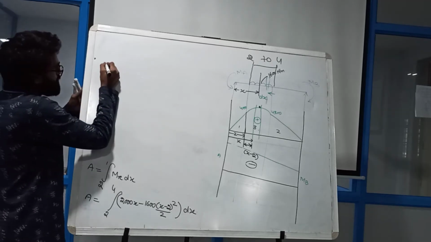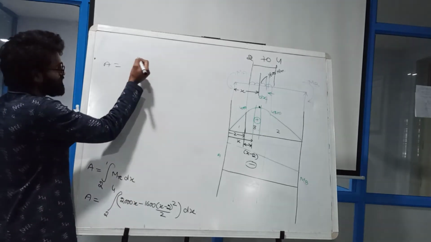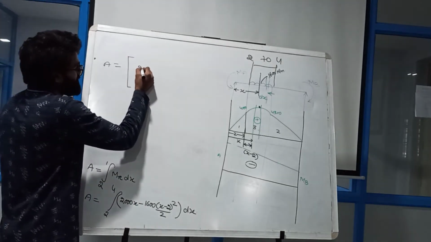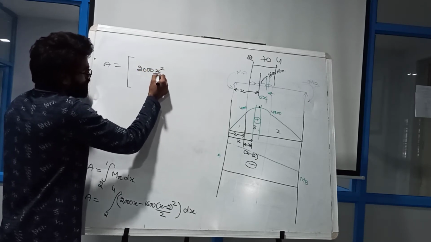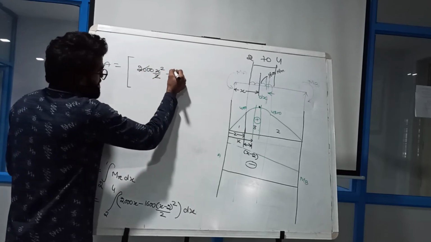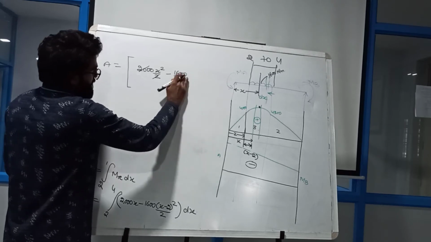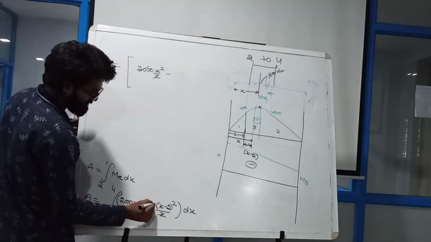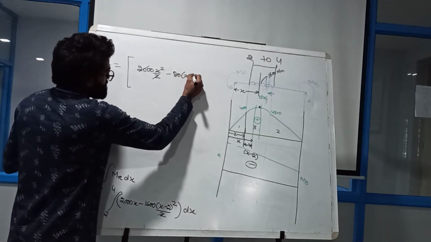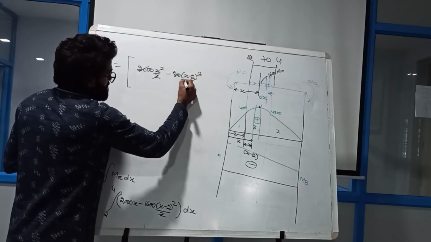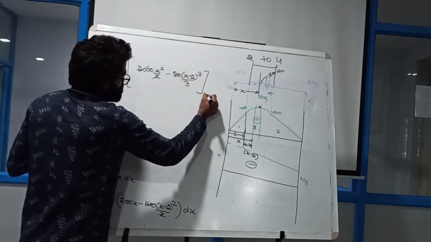I can write here A is equal to, this is the 2000x. First I will do integration. All of you know how to do an integration. So what will be the integration? 2000x squared divided by 2. This 2 will cancel out, and this 1600 is already divided by 2, so it will make 800. So directly I will write: this will be 1000, and this will be 800x minus 2x cubed divided by 3, and my limit is 2 to 4.